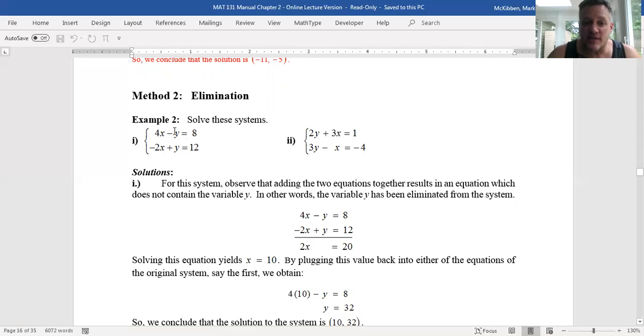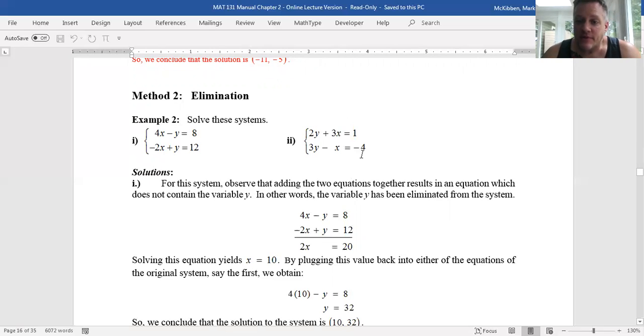So if I literally just add the lefts and add the rights like I do here, I eliminate the variable y. So I only get an x term on this side and a constant on that side, right? So right there, I'll get that x is 10. And then the way you find the y coordinate is by simply plugging x equal to 10 back into either of these equations. It does not matter which one. And then you'll find y is 32.